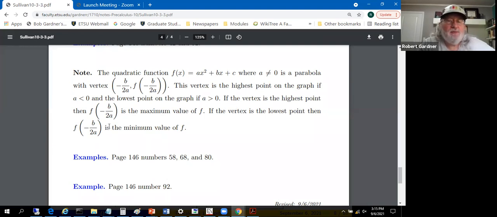If the vertex is the highest point, then f of that x value at the vertex is the maximum of the function. If it's the lowest point, then the corresponding y value is the minimum of the function. So we can find maxes and mins of quadratic functions by finding the vertex in terms of x value and y value of the vertex, and then seeing if the graph opens up or opens down, giving us an absolute minimum if it opens up, and an absolute maximum if it opens down.